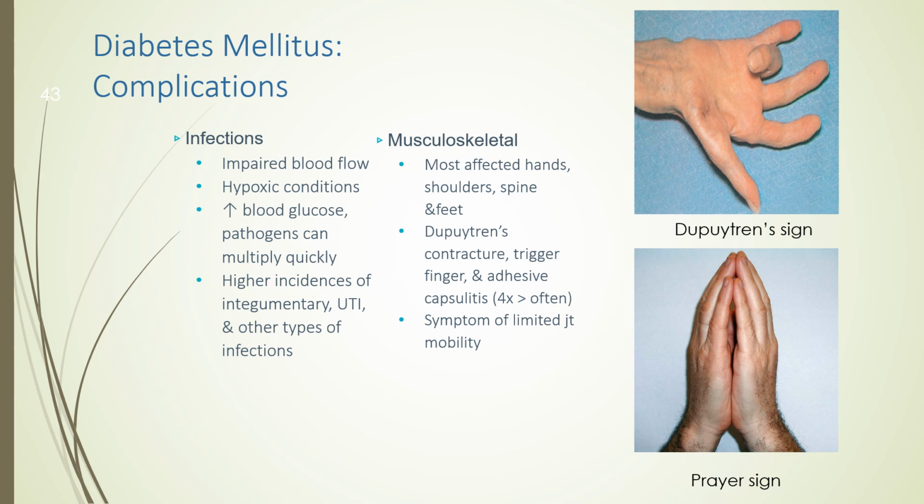Clinical features include palmar nodules or lumps, thickening and tightening of the palmar fascia resulting in flexion contractures of fingers, typically the ring and little fingers.